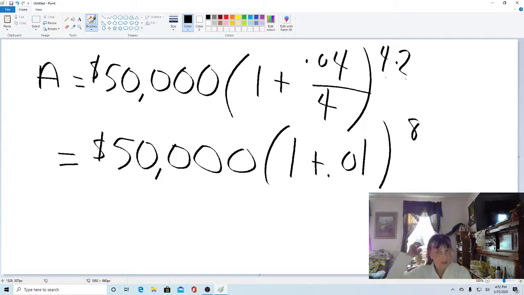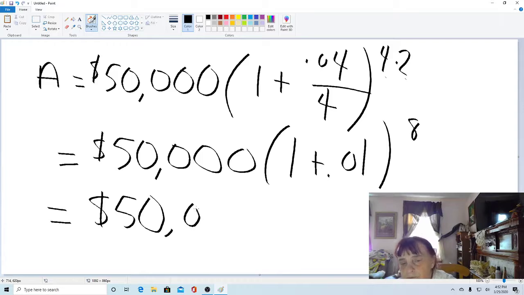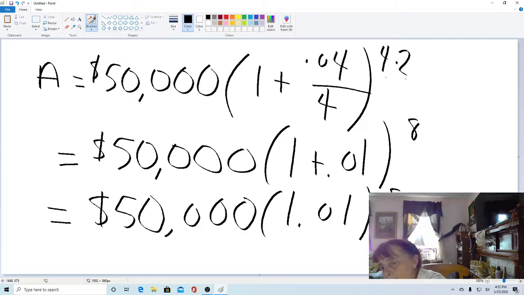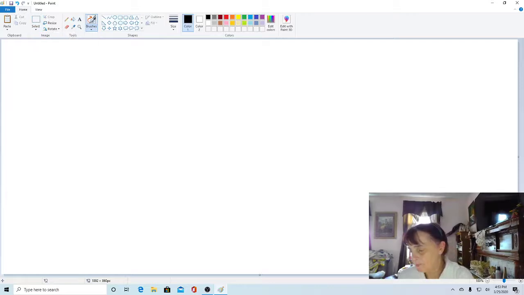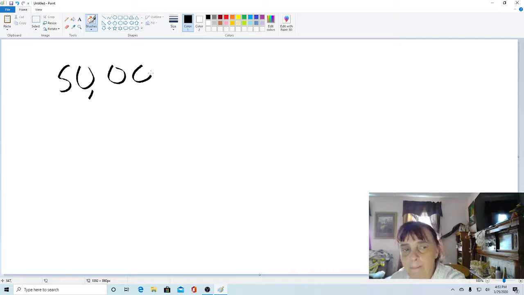Now, if that was 6 months, it would be 4 times 1/2. Okay, now you have to find 1.01 to the 8th power on your calculator and take that answer and multiply it by 50,000. Okay, now that would be 50,000 times 1.01 to the 8th power.